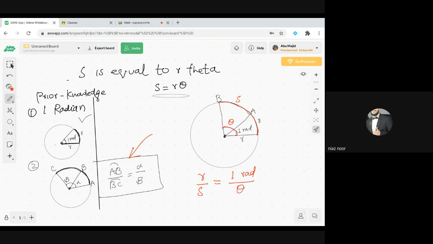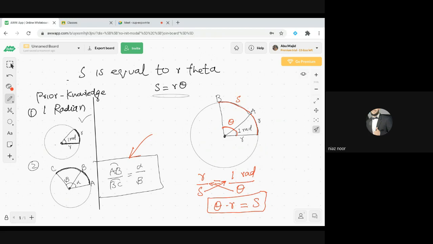Now, all you need to do is switch the places for each. I'll move S there, I'll move theta there. So in short, I'll just cross multiply them. So it is going to give me theta times r is equal to S times 1. So S times 1 is the same thing as S, right? So here you can clearly see that we proved that S is equal to theta times r.